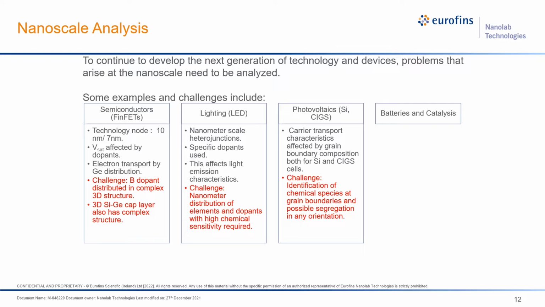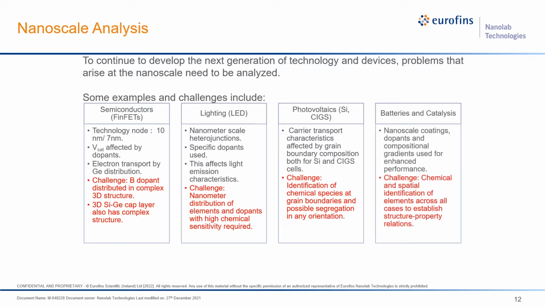For batteries and catalysis, they have nanoscale coatings, dopants, as well as compositional gradients within micron-sized particles, which are used to enhance the electrochemical performance. So identifying the chemical and spatial distribution of these elements is important to establish a structure-property relation, and it helps guide making the next generation of batteries and devices.